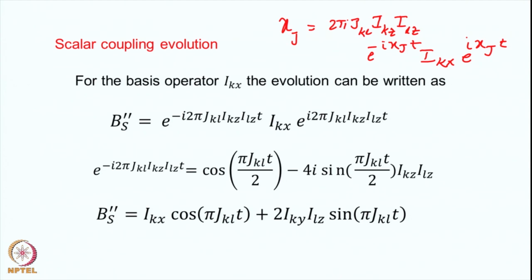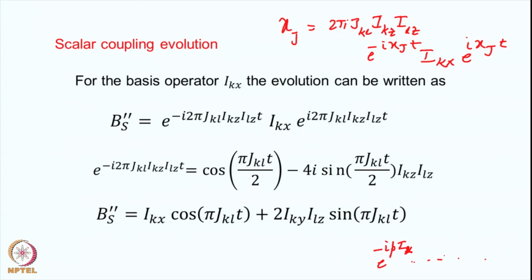This can be proved along the same lines as we derived the expressions for e to the i beta Ix, for example. When we took the expression for e to the minus i beta Ix, we wrote it in a particular manner: cosine beta by 2 minus i sin beta by 2 and things like that. If you are applying it for the pulse along x, beta is the flip angle, and then we wrote it as cosine beta by 2 minus 2i sin beta by 2 Ix. So that was how it was written.